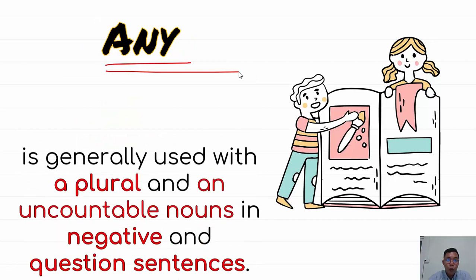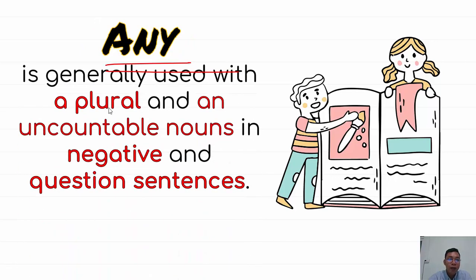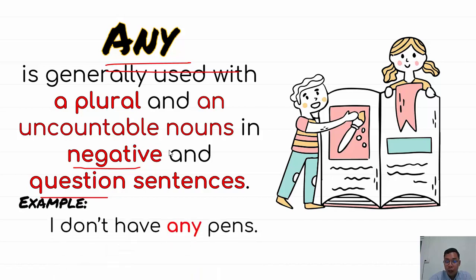Any, we use with plural and uncountable nouns in negative sentences or questions. Okay? We use any in negative and question sentences. For example, I don't have any pen.